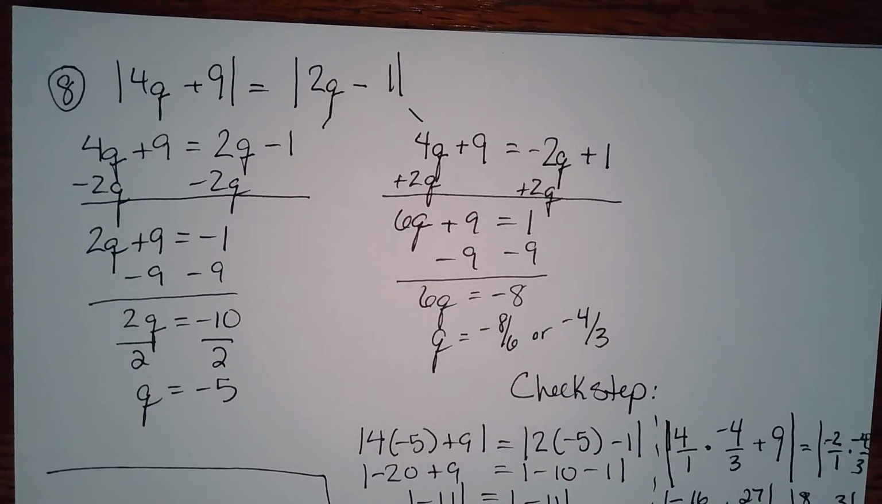Okay, are you ready to compare results? So the first one was 4q plus 9 equals 2q minus 1. We wrote it into two separate statements: 4q plus 9 equals 2q minus 1, and 4q plus 9 equals -2q plus 1. We worked them out. The first one ended up being -5. The second one was -4/3 when you reduced your fractions. So that part we should have.